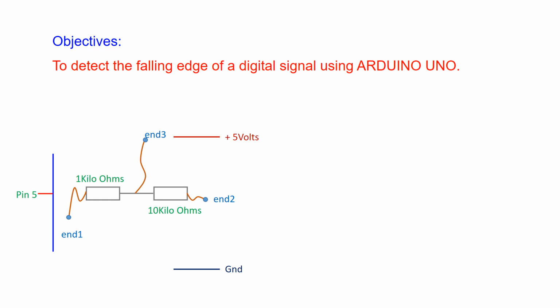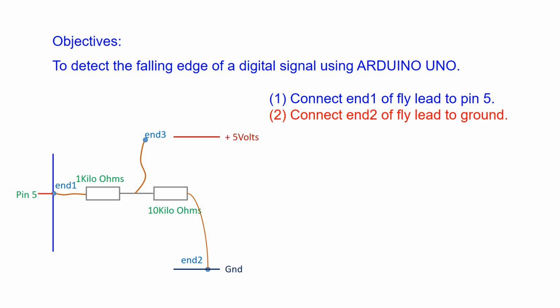End 1 is connected to 1 kilo ohm resistor, end 2 is connected to 10 kilo ohm resistor, and end 3 is connected to the junction of 1 kilo ohm and 10 kilo ohm resistors. Connect end 1 of fly lead to pin number 5 of Uno. Connect end 2 of fly lead to ground of Uno.